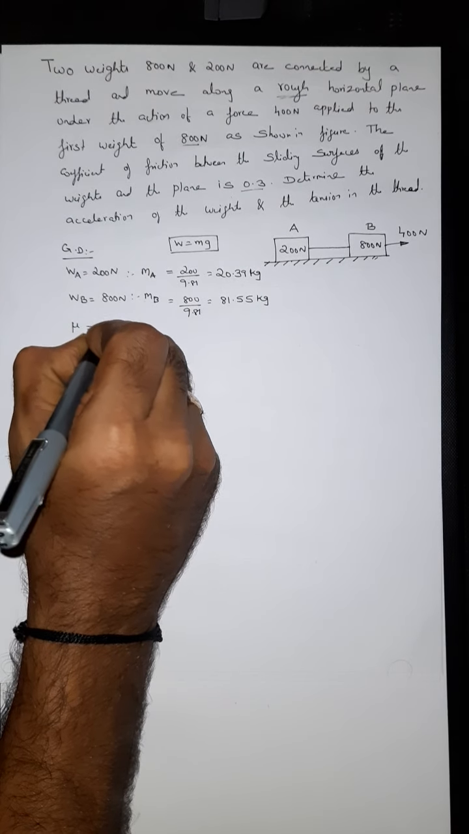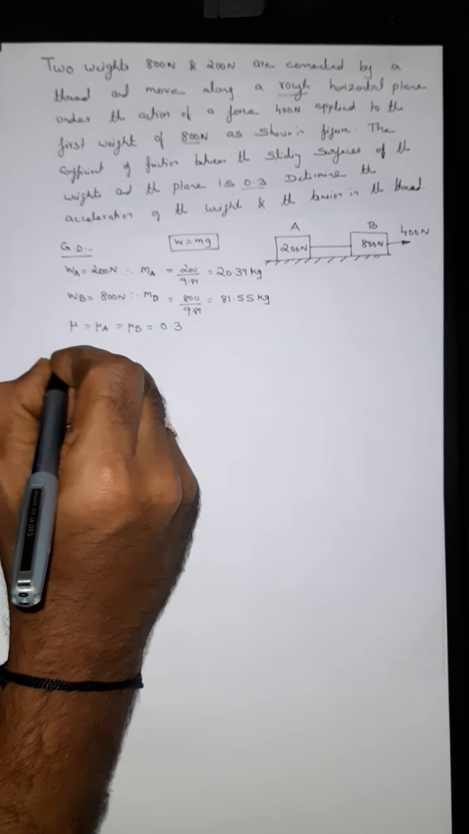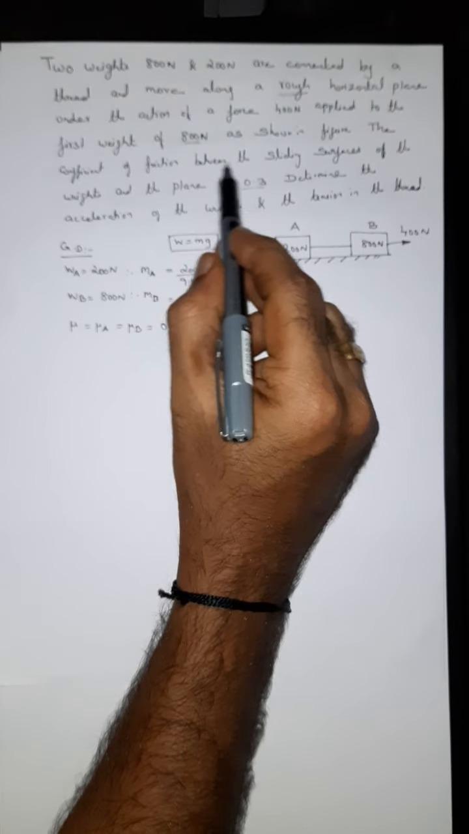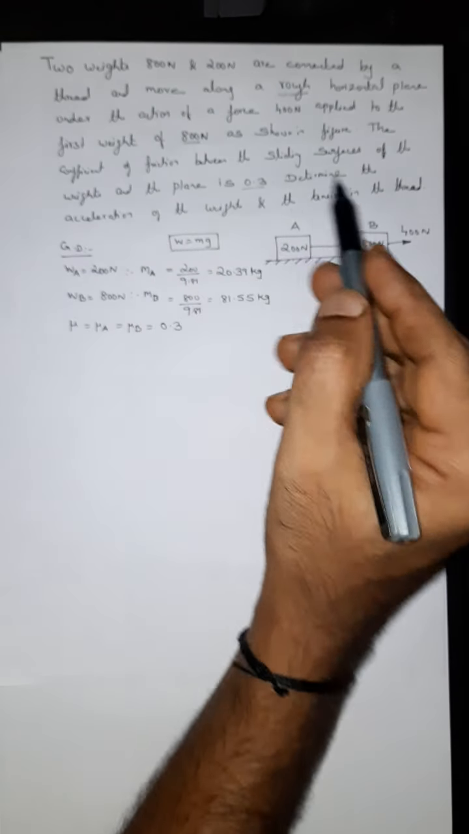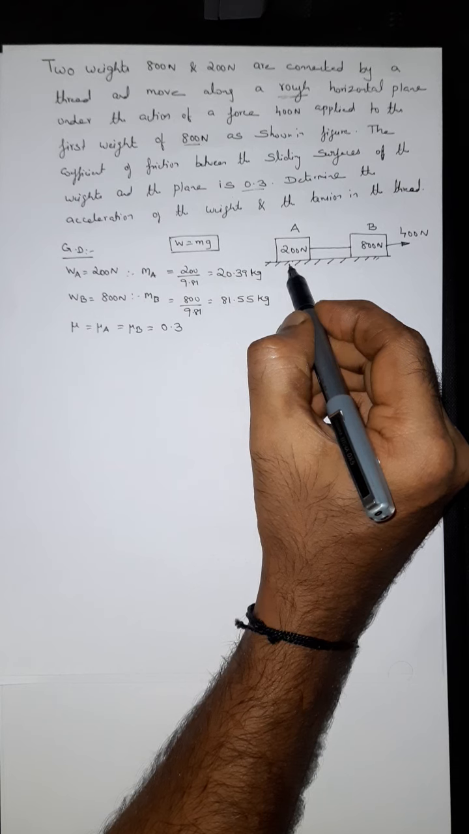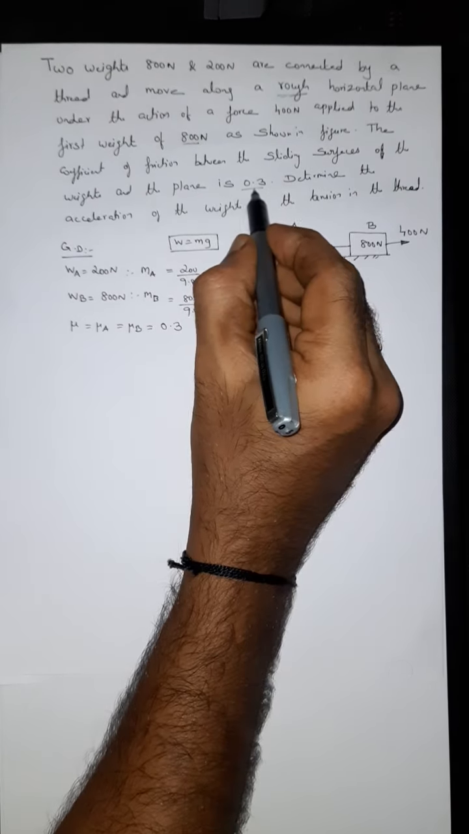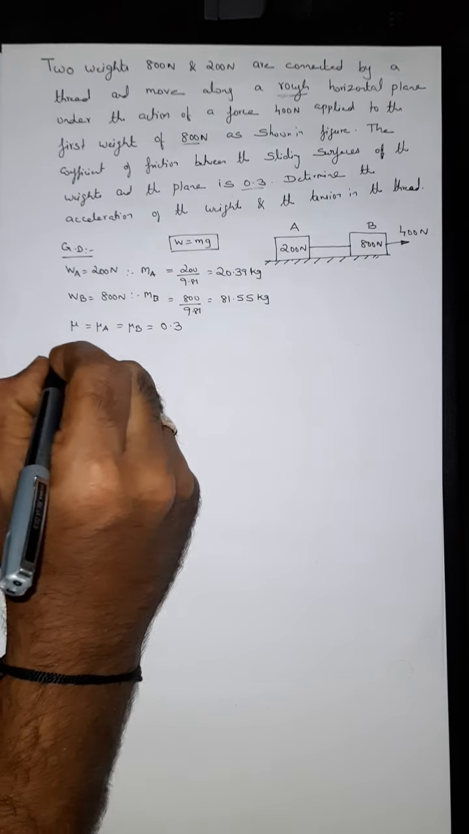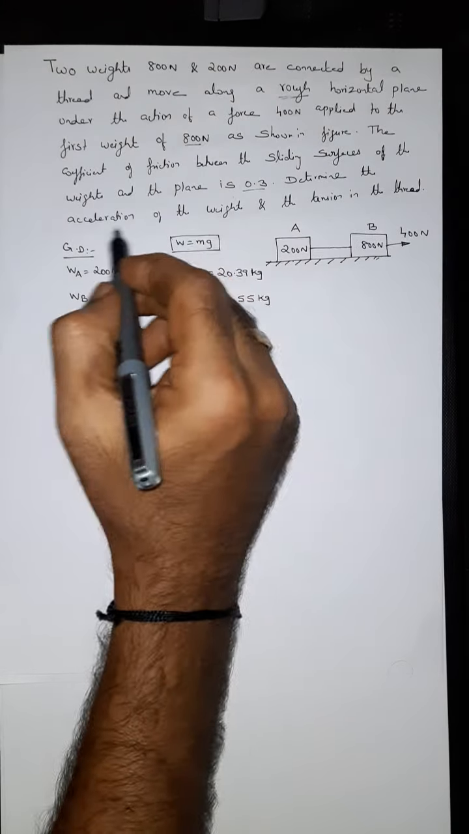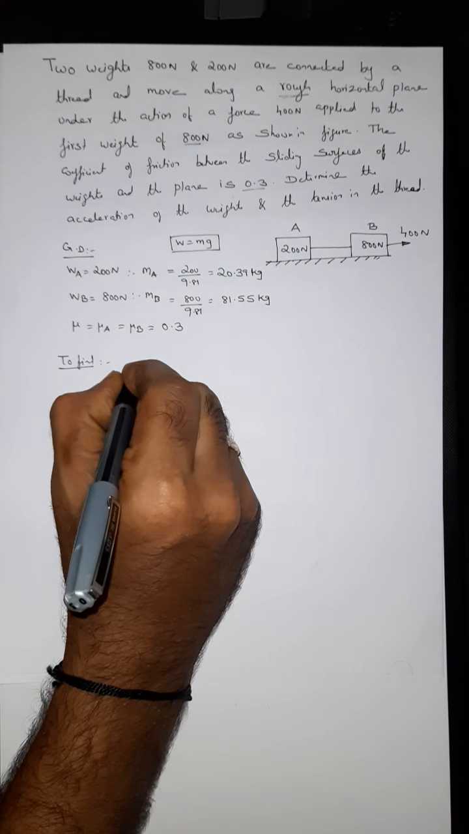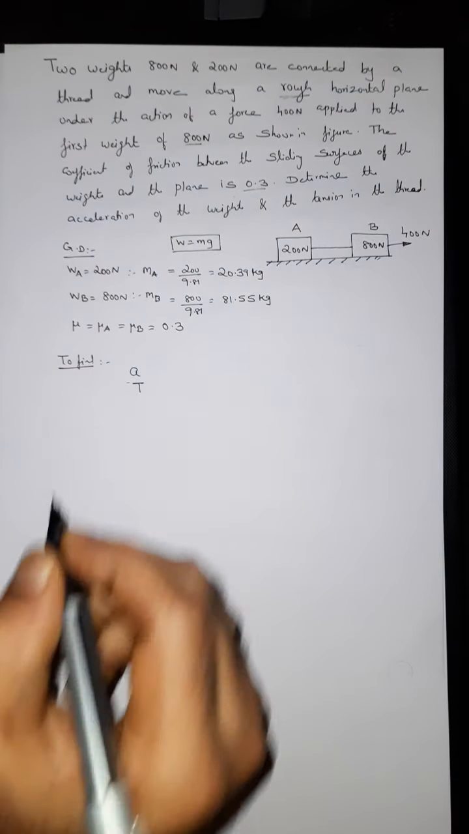Mu A equal to mu B equal to 0.3, because it's clearly mentioned that between the sliding surfaces of the weight and the plane, that means block A and the plane and block B and the plane, is equal roughness. To find: determine the acceleration of weight, so acceleration A, and the tension in the thread, which is T.